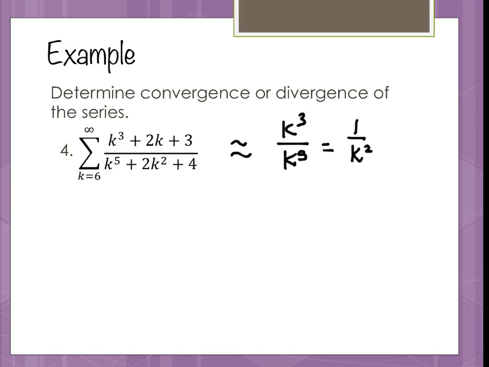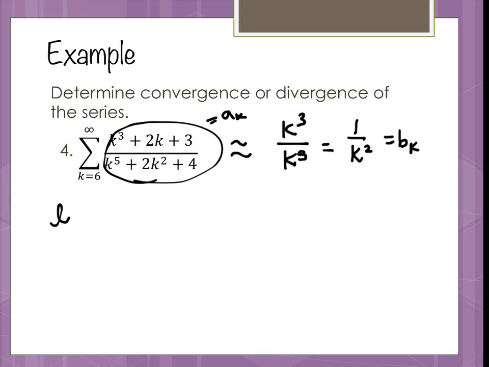So our comparison sequence is 1 over k squared. It really doesn't matter whether you call the first one a_k and the second one that I just created, 1 over k squared, b_k, or vice versa. It makes no difference. We just need to make the decision. I'm going to call the first one a_k and the one that we just created b_k.